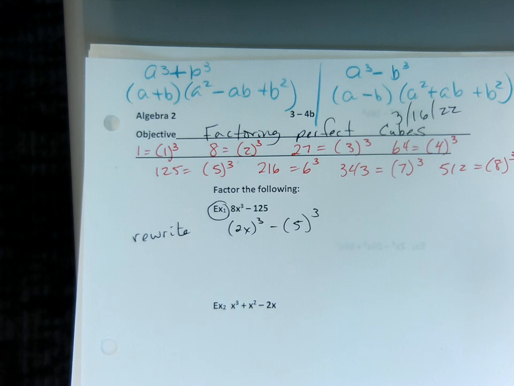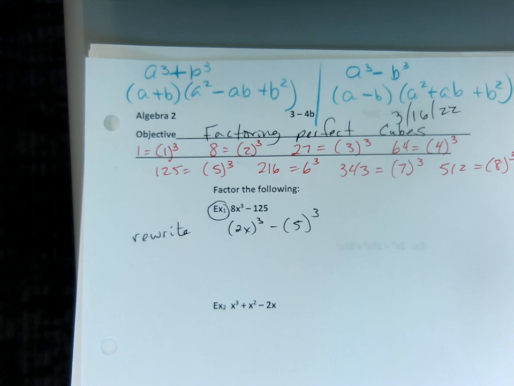But 8x cubed does not equal 2x cubed in the sense that the x is cubed but the 8 is just 8. This cube doesn't touch the 8. I can write it that way, 8 x cubed, but wouldn't it be easier just to write it so they're both cubed?